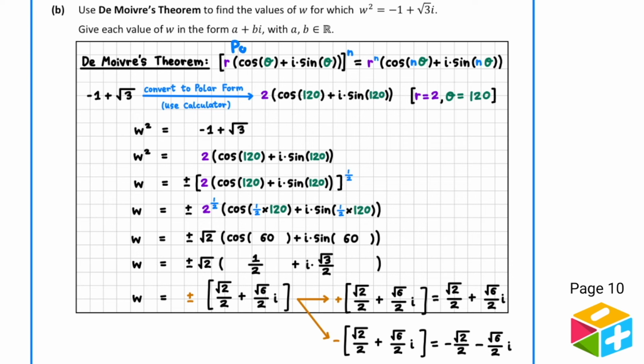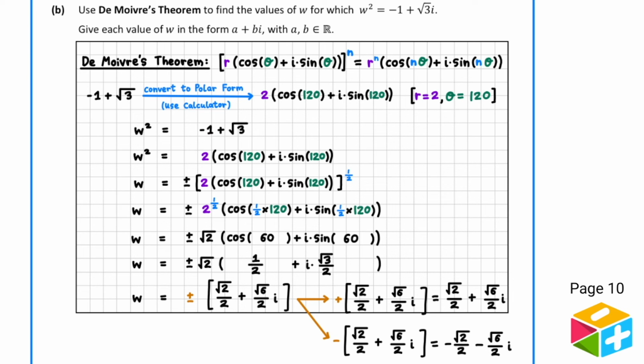This equation involves complex numbers written in polar form. However, the question hasn't provided us numbers written in this form. It will be useful to take the minus 1 plus root 3i that we were given and convert it to polar form. This can be done using your calculator. You'll end up with 2 times cosine of 120 plus i sine of 120. We can write this into the equation that we were given.